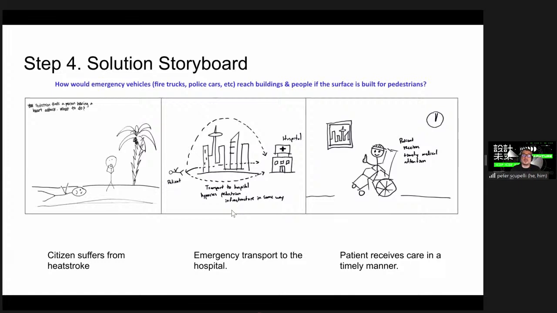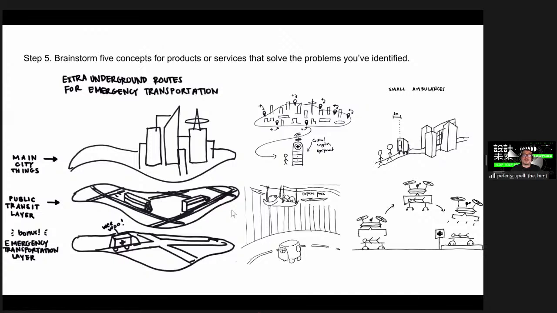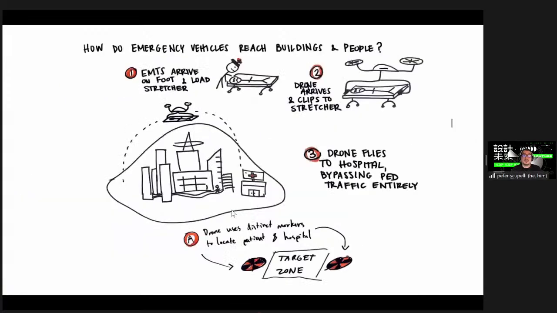So here they're trying to imagine what it's like to live in Masdar, what are some of the problems that they might have. Then they start to brainstorm concepts for products and services to solve the problems that they've identified. And then they sketch these out. And so this is a way for them to explore how STEEP forces might change the way that they're thinking about their design process and come up with ideas that they wouldn't otherwise have.